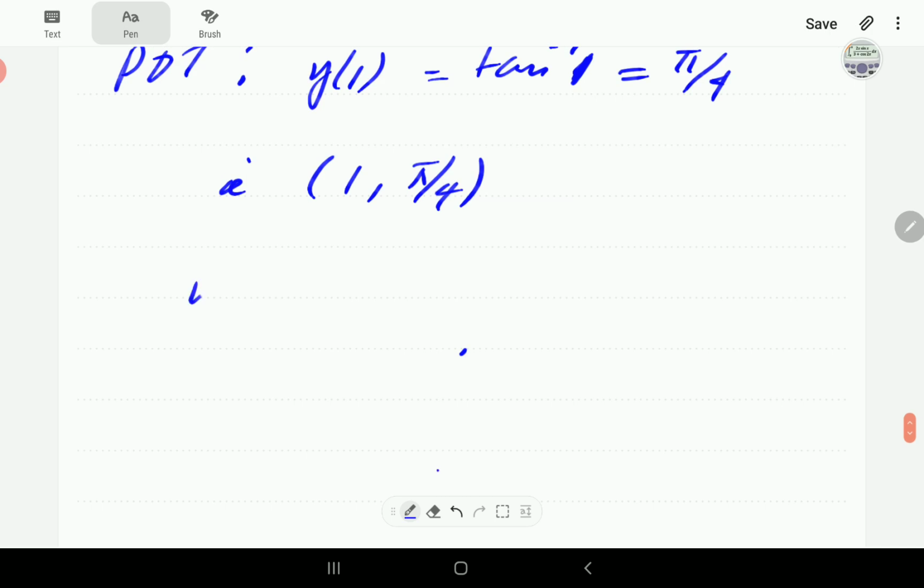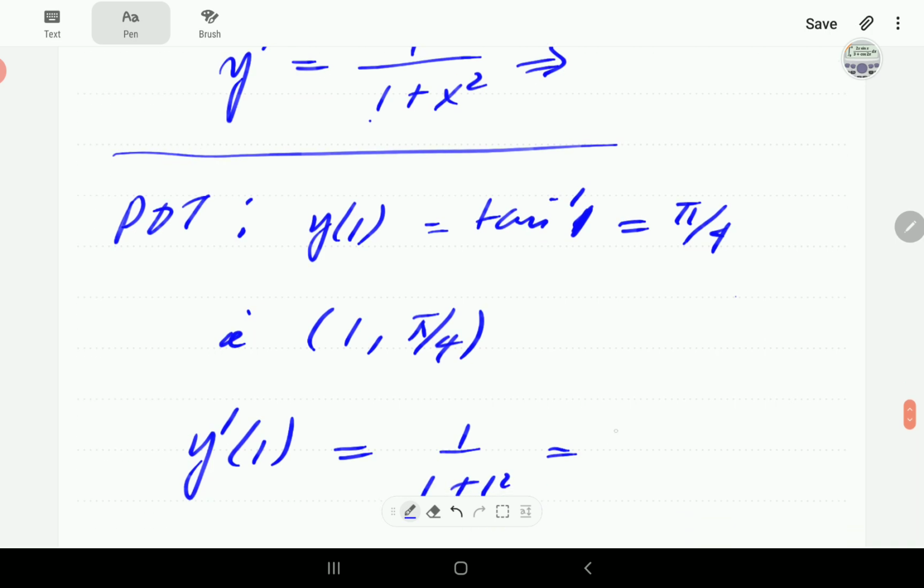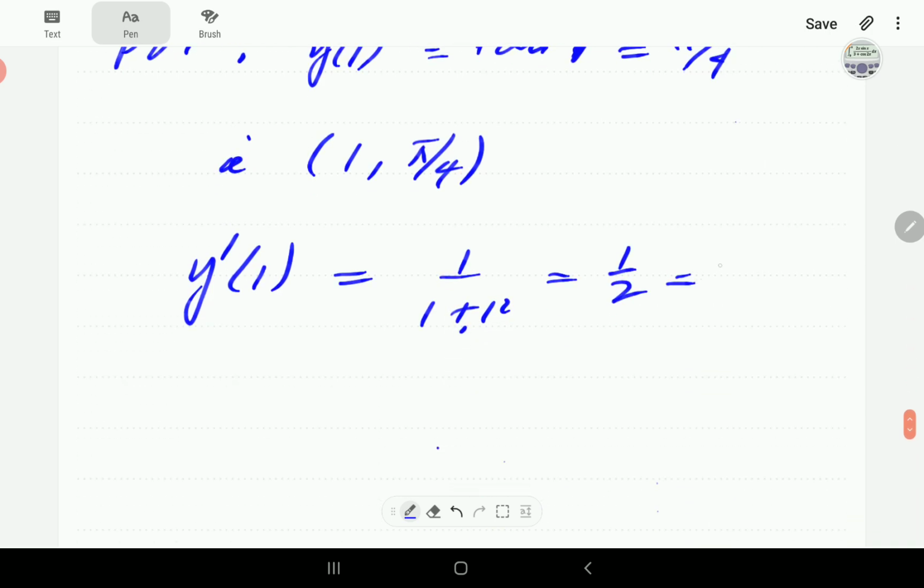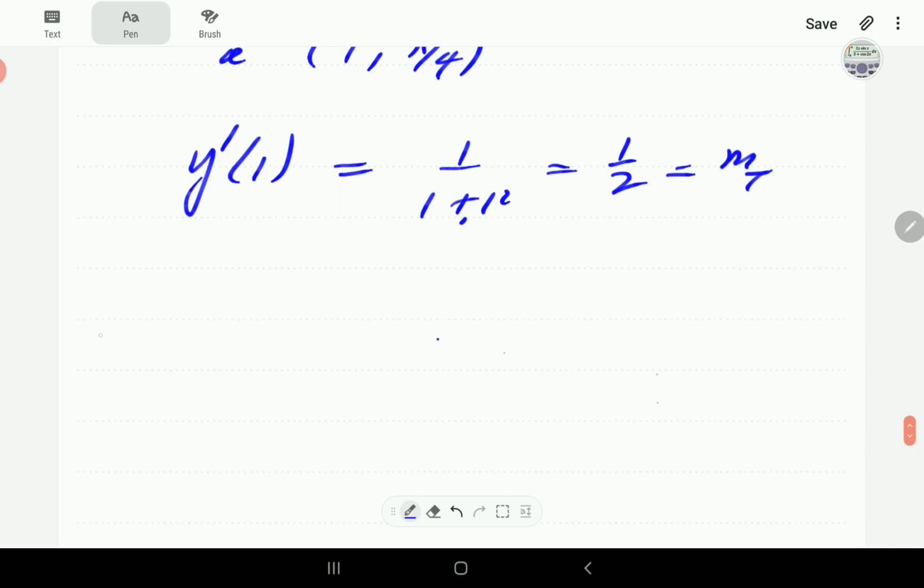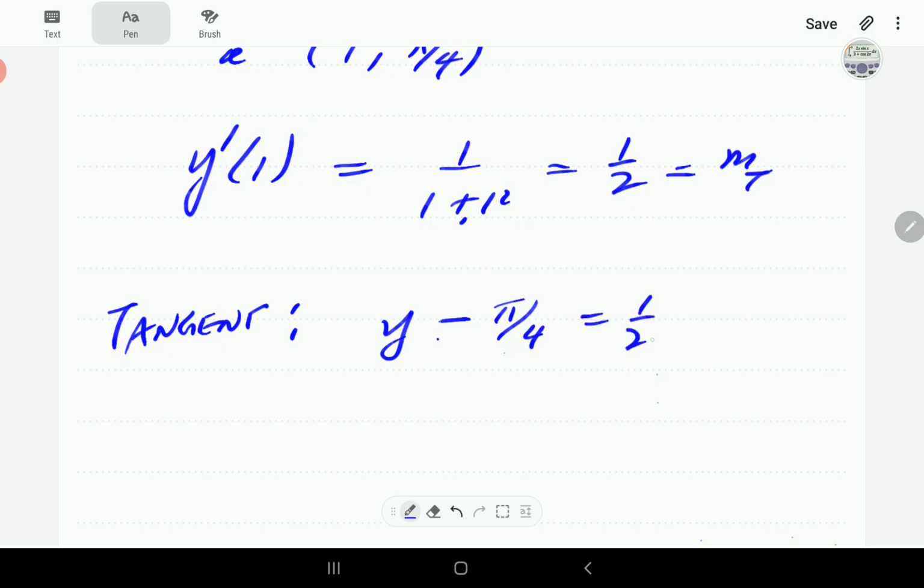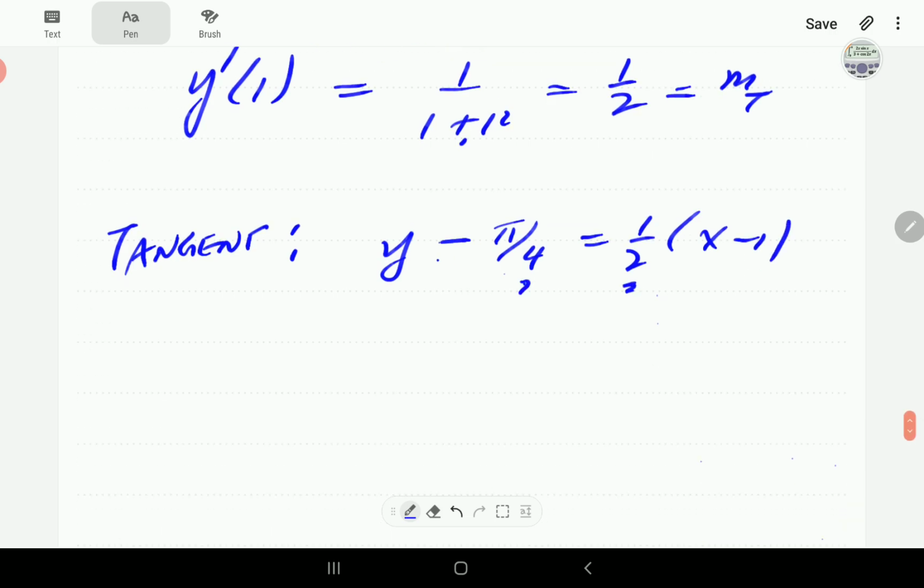Then for the gradient, we're going to plug 1 into the derivative, so it's 1 over 1 plus 1 squared, which is 1/2. So that is the gradient of the tangent. So the equation of the tangent is y minus pi over 4 equals 1/2 times x minus 1.